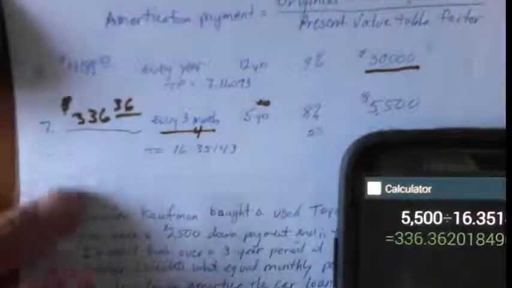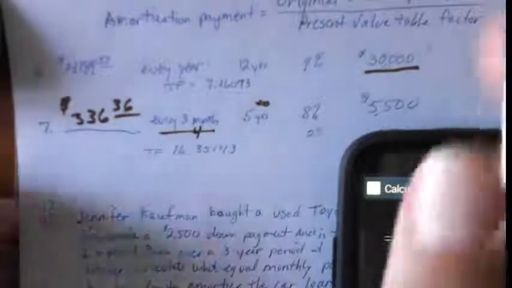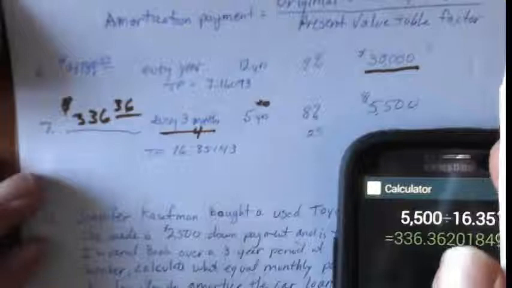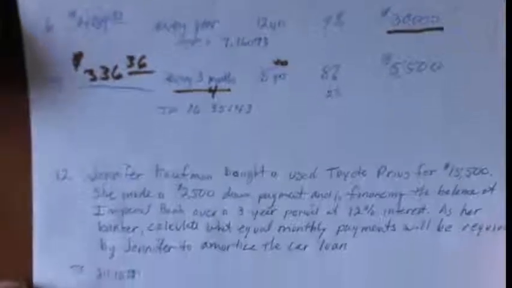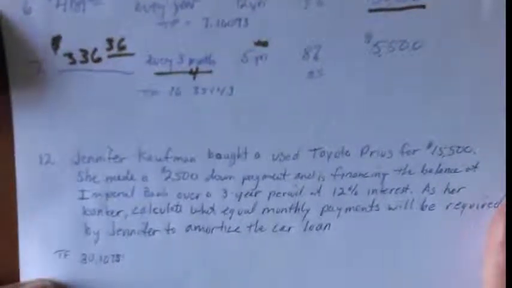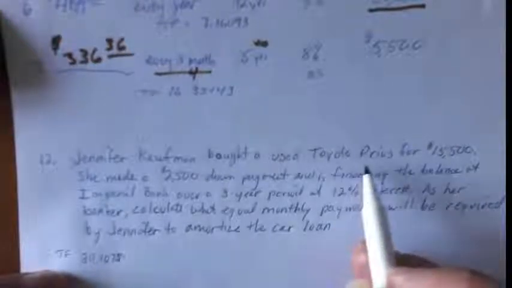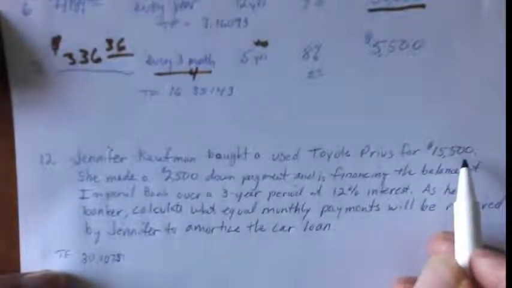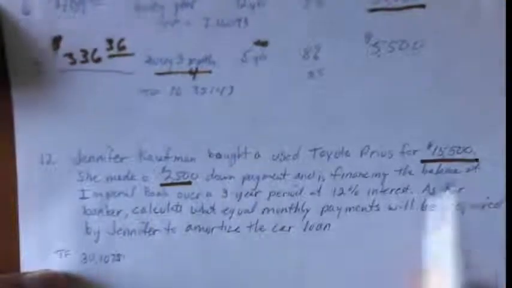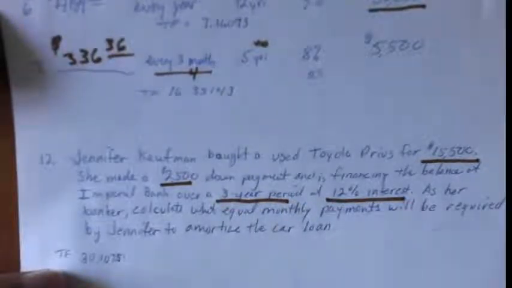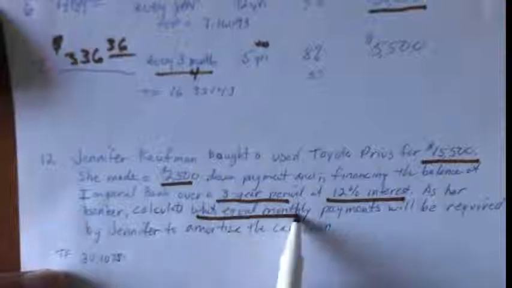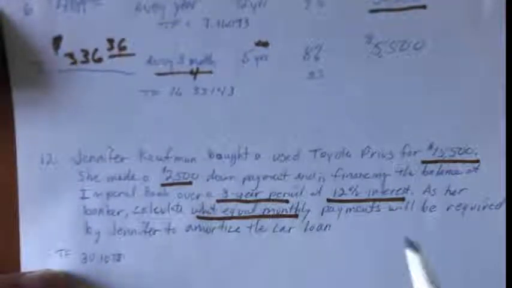So, key concepts here for this first section: sinking fund, table 12.1; amortization, table 12.2. So let's do one word problem before we get to the formula ones. I like this one because it's pretty much real world. Jennifer Kaufman bought a used Prius for $15,500. She made a $2,500 down payment and is financing the balance over 3 years at 12% interest. As her banker, calculate what equal monthly payments will be required to pay off the loan.